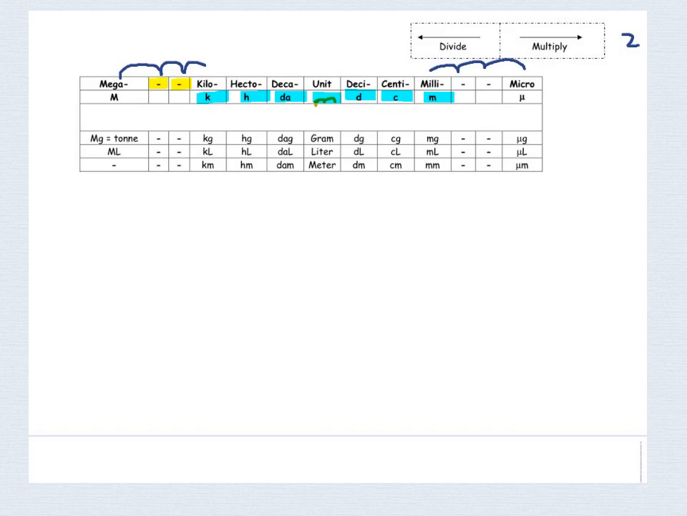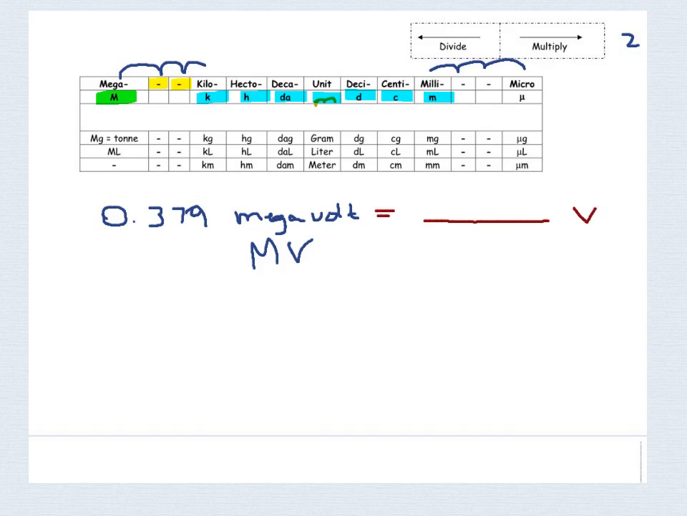For example, if you had a voltage of 0.379 and the unit of it was a megavolt, I can use the word megavolt or a symbol, which is a capital M with a V. Once you get that capital in your head, then you'll know where to start. Megavolt is going to start at the prefix mega, and we want to change that into a volt, the unit. How many volts is that?